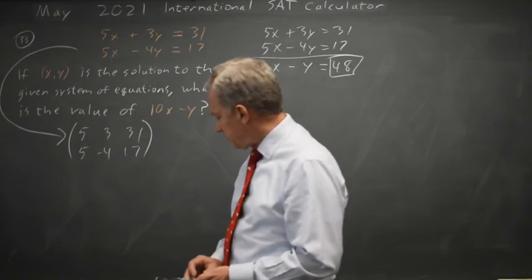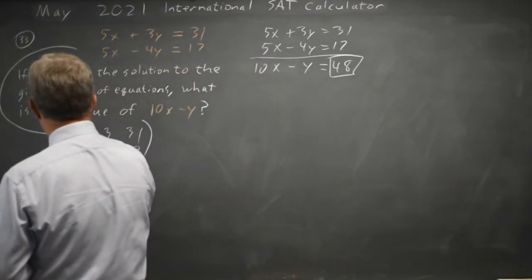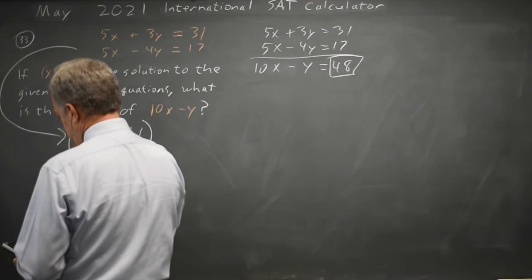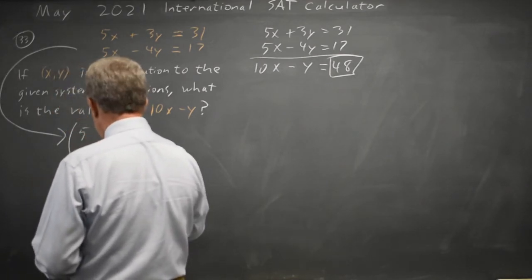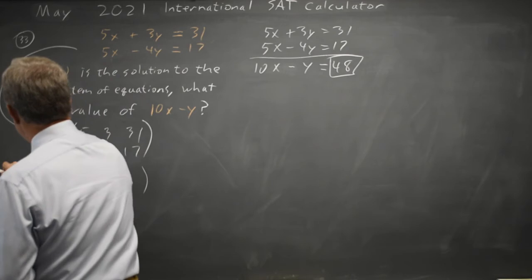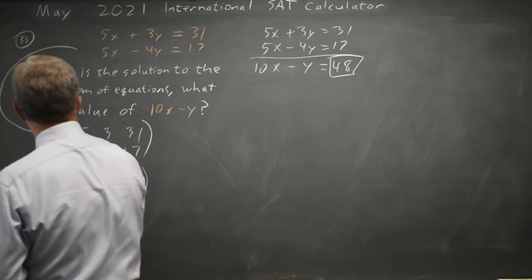And I'm going to do matrix math on my graphing calculator, reduced row echelon form of the matrix I just created. It gives me this matrix: 1, 0, 0, 1 for the first two columns, and then 5, 2. And that's by using reduced row echelon form.